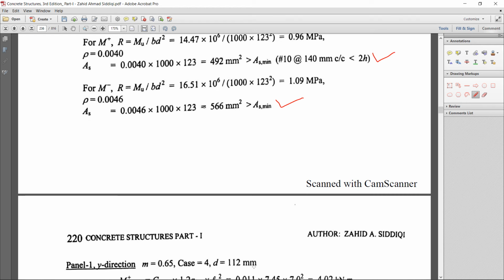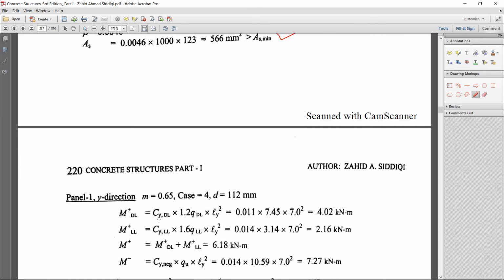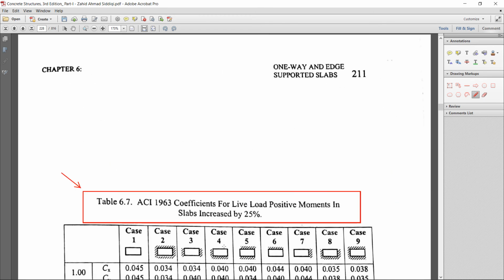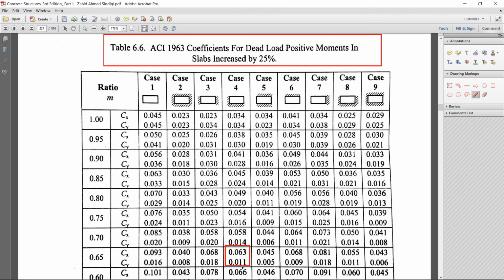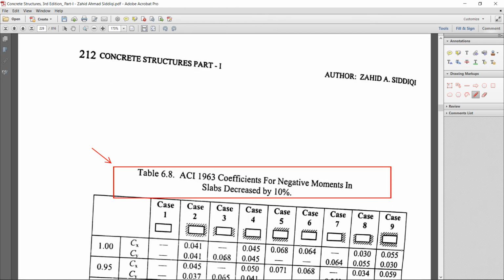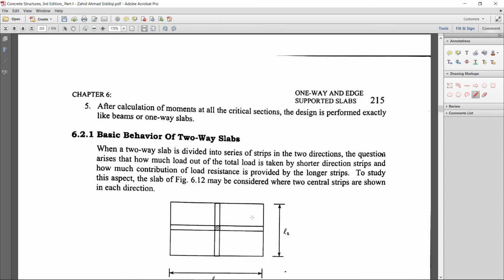The same way we will pick the coefficients: positive dead load coefficient, positive live load coefficient, and negative moment coefficient. So here 0.011, 0.014, and 0.014 for the negative. Let's see the coefficients in the coefficient table. Here for positive dead load it is 0.011, for live load 0.014, and for the negative moment the coefficient is 0.014.